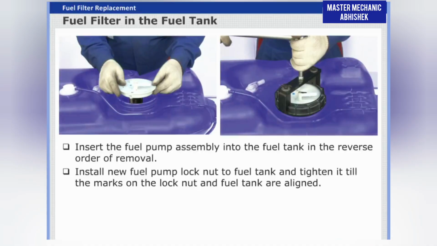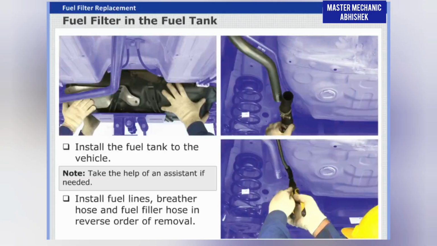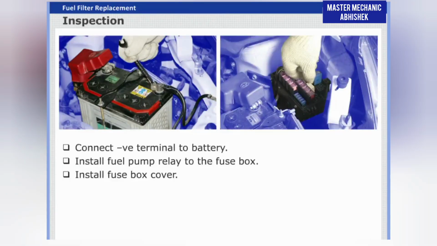fuel tank are aligned. Install the fuel tank to the vehicle. Take the help of an assistant if needed. Install fuel lines, breather hose and fuel filler hose in reverse order of removal. Connect negative terminal to battery.